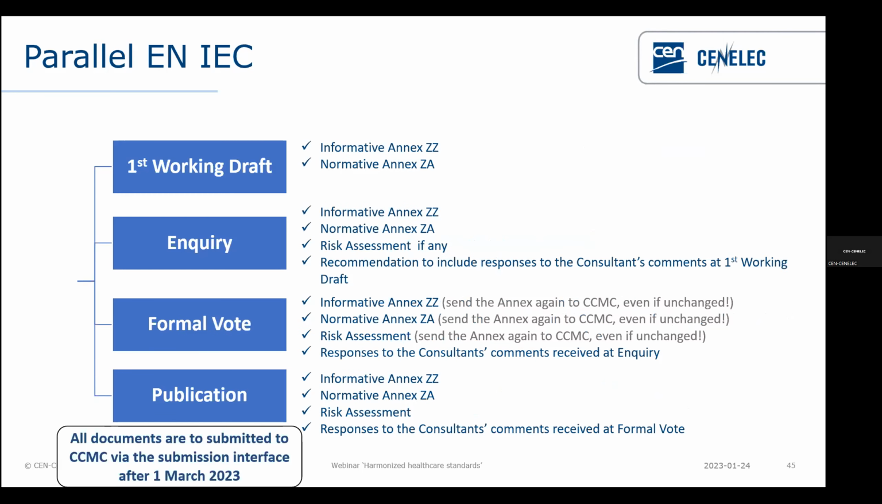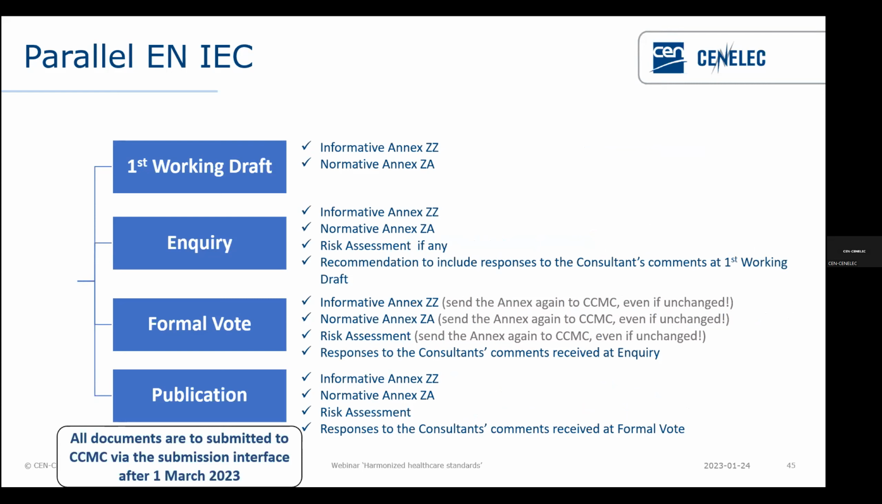The last category is for EN and IEC standards. Here, all informative Annex ZZ and normative Annex ZA, including risk assessment, if any, and your response to the comments of the HAS consultants are to be submitted directly to CCMC via the submission interface tool.